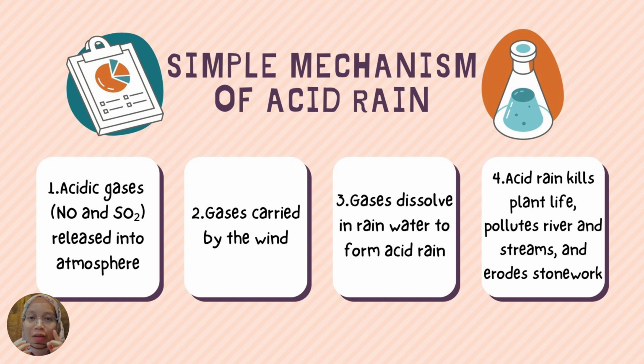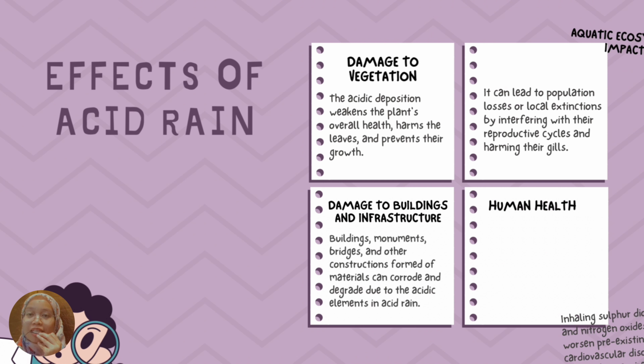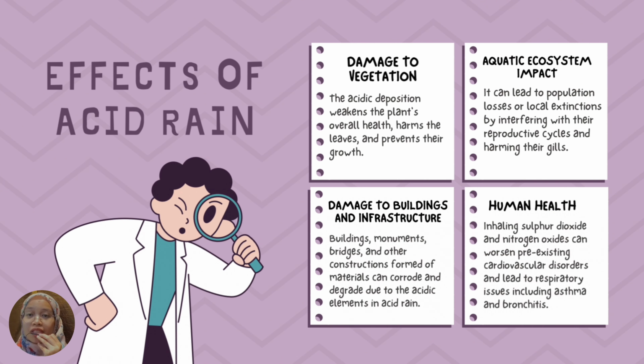Wind can blow sulfur dioxide and nitrogen oxide over long distances and across borders, making acid rain a problem for everyone, and it will kill plant life, pollute rivers and streams, and erode stonework. Going to the effects of acid rain. First, it can cause damage to vegetation.